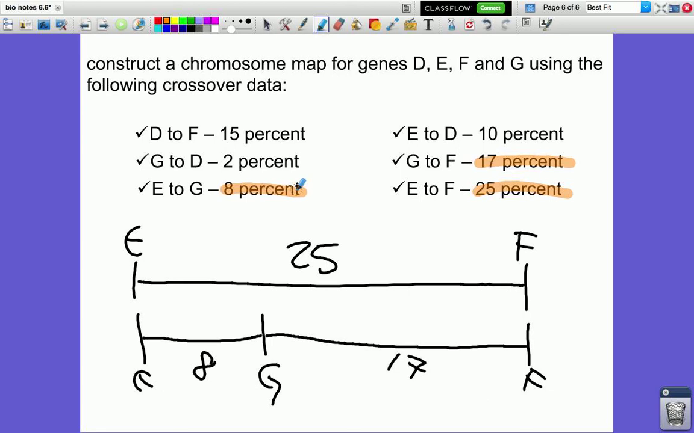The only thing left to add in here is the gene that's labeled as D, right? So the next biggest crossover frequency again is probably what I want to use, and that's this 15% between F and D. So if I start from F, oops, let me use a pen here. If I start from F and work my way towards E, about 15 map units over is where that D should be located. So I can put 15 on this line to show that distance.